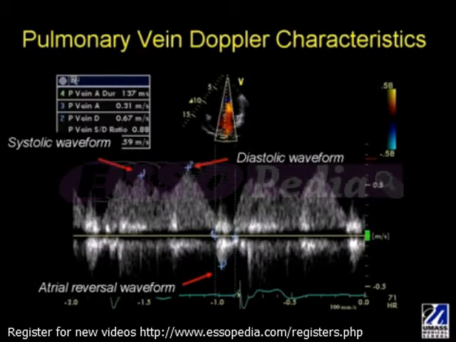Now, with increasing age, however, the SD ratio increases, and in normal subjects, the atrial reversal velocity can increase with age, but usually does not exceed 35 centimeters per second at any given age. Higher values suggest increased LV end diastolic pressure greater than 15 millimeters of mercury. In addition, the pulmonary vein A wave duration should not normally be greater than the mitral A wave duration. If the pulmonary vein A wave duration exceeds the mitral A wave duration, this also is an indication that the LV end diastolic pressure is elevated greater than 15 millimeters of mercury.